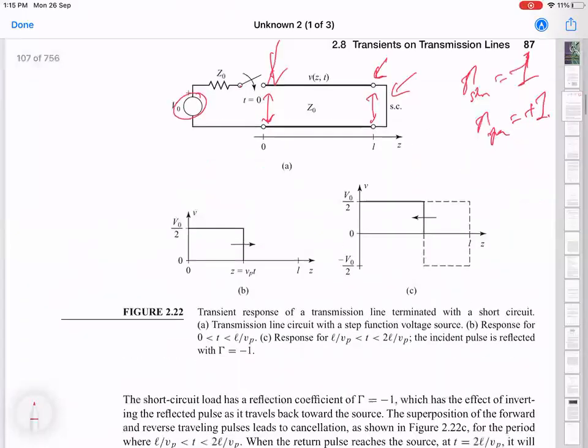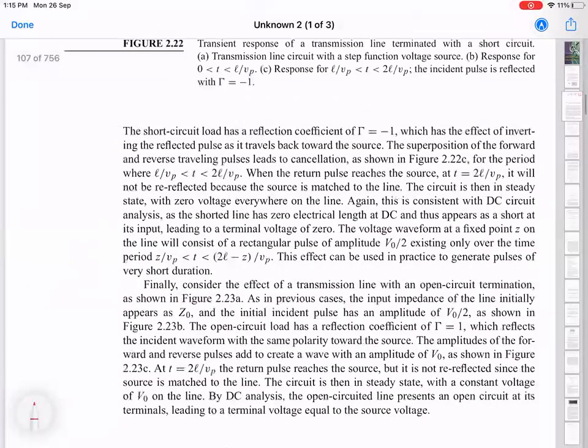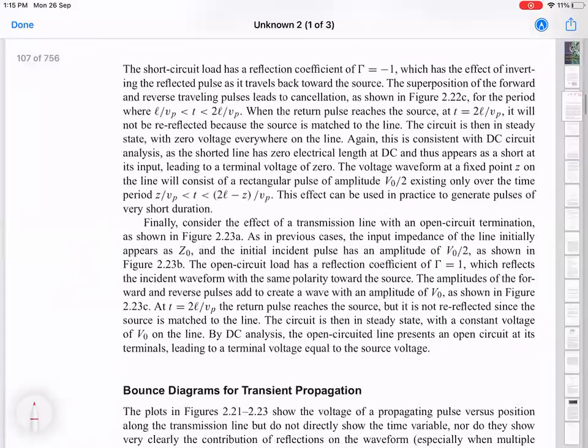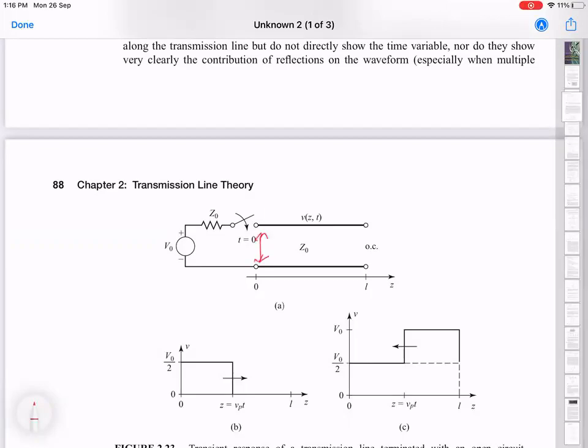And then the third picture is that of the open case. Again, the initial part is the same, but now the steady state voltage, if I measure it here, is going to be V0 because there is no load. So you're measuring the open circuit voltage. The way V0 gets stepped up is that you have V0 by 2 at time t equal to 0. That will propagate. Now gamma is +1, so the returning wave will also be V0 by 2, and the two will come here and add up to give you V0.